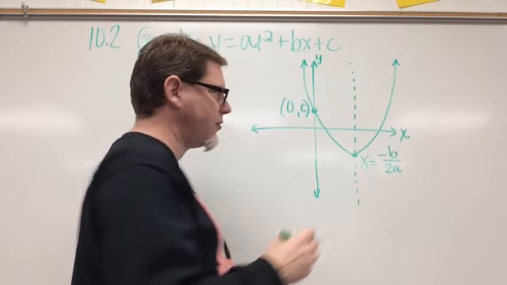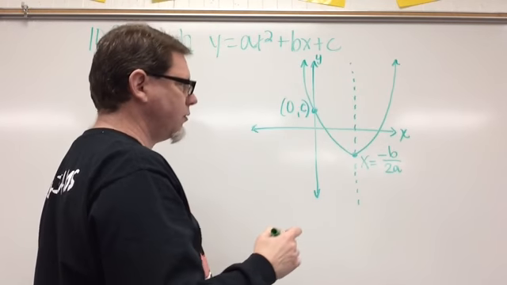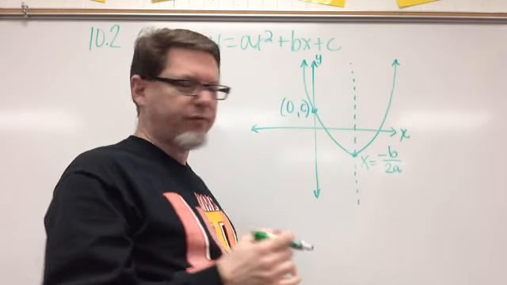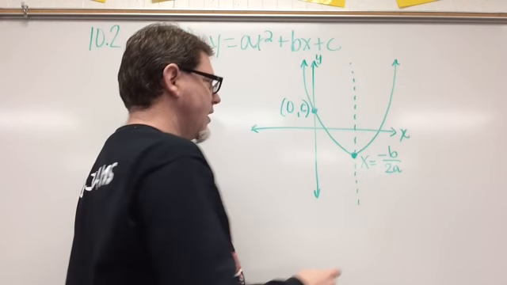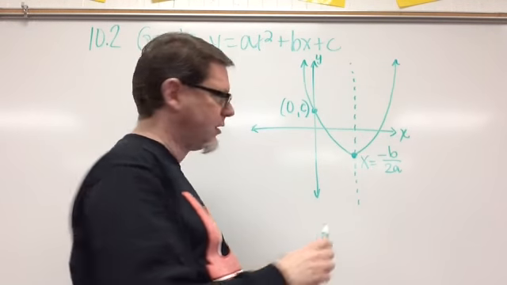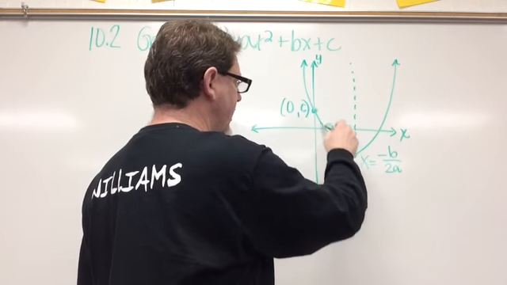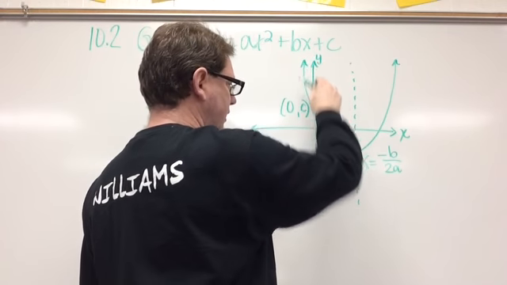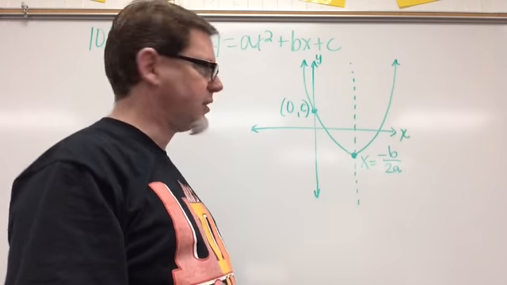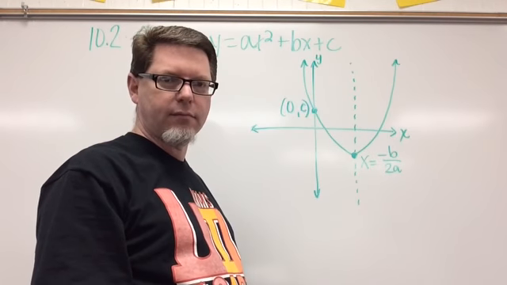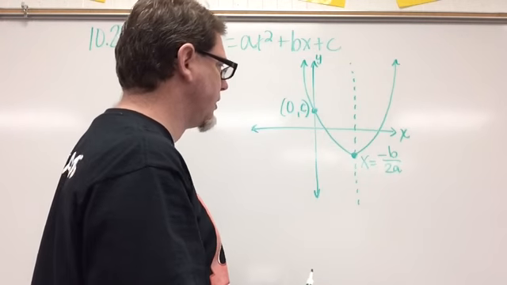And then you're now going to put your vertex, which is this dot right here, and draw your parabola. And make sure your parabola crosses the y-axis in one point to the left, and then mirrors on the other side of the dotted line when you go to the right. And now we're going to label a couple of things.